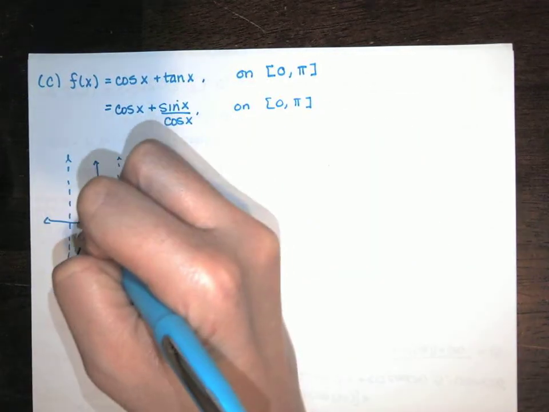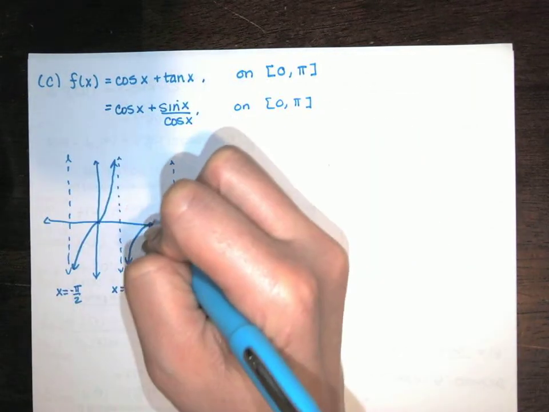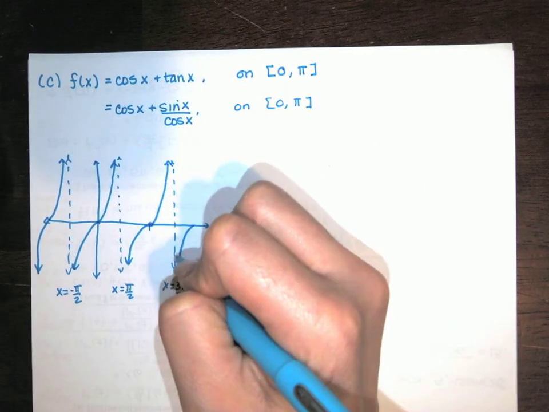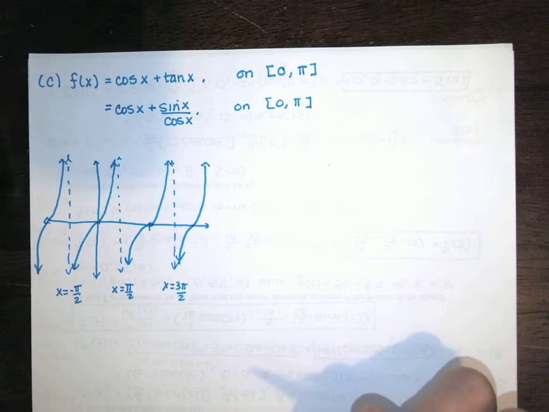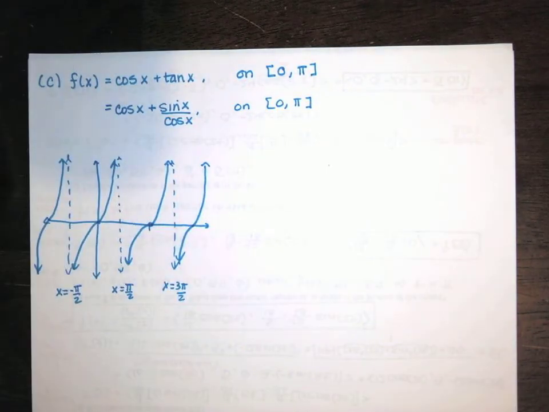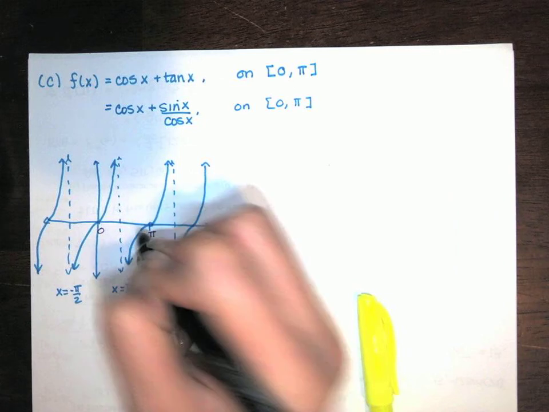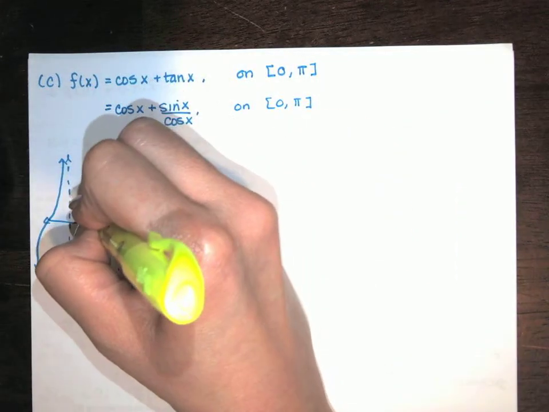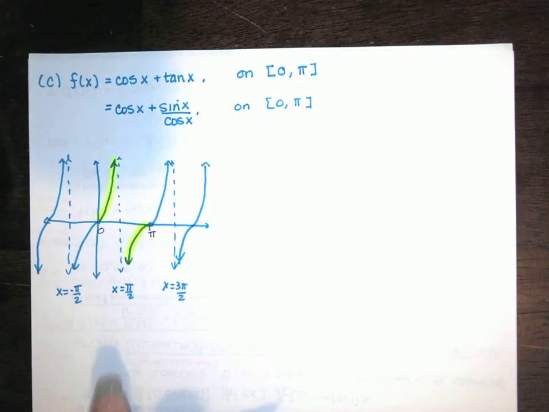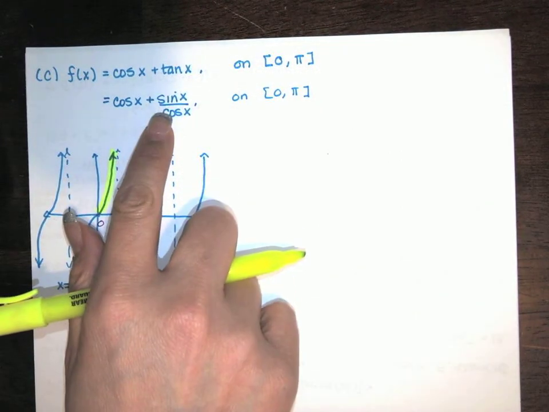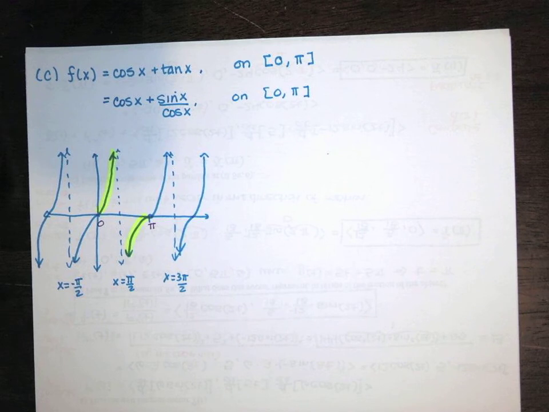So the graph looks like this, and it looks like this, and like this. And we continue. It's not a great graph, but you get the idea. Now the question says, determine whether the mean value theorem applies on the interval from 0 to pi. Well, the interval from 0 to pi is the interval from there to there. This is tangent. See, tangent is undefined at pi over 2. If tangent is undefined at pi over 2, tangent plus cosine of x is undefined at pi over 2.